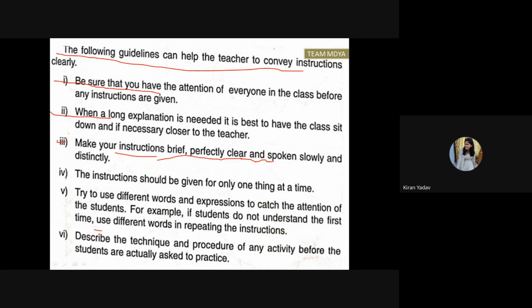Instruction should be given only one thing at a time. And then try to use different words and expressions to catch the attention of the students. For example, if students do not understand the first time, use different words in repeating the instruction.